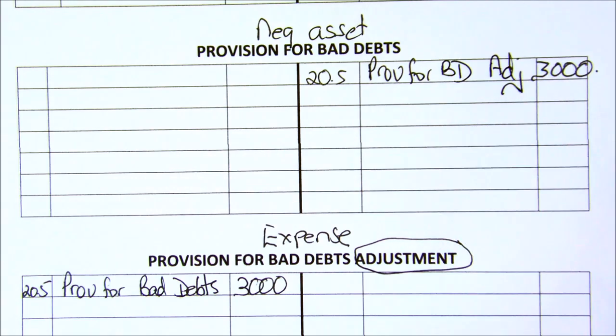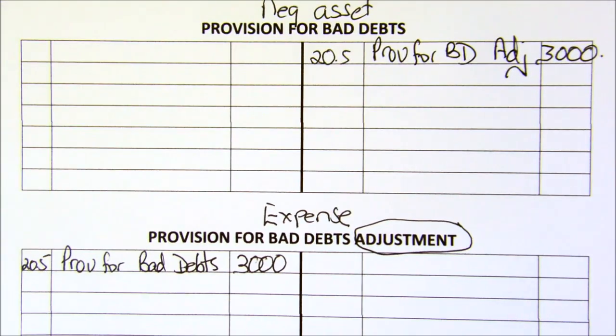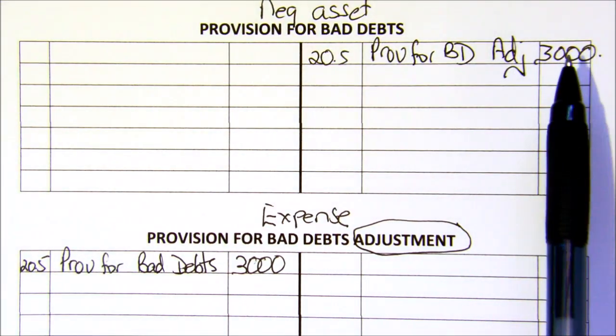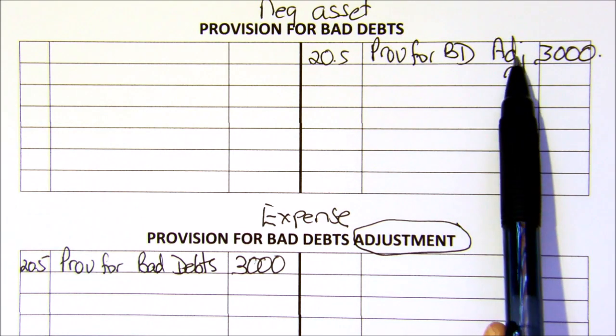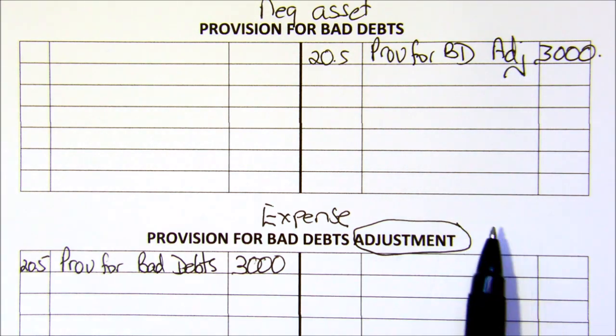Now, I know this is a long name, and I'm busy abbreviating here, but you're not supposed to abbreviate, remember. You have to use the full account. You have to bring in the word adjustment, because that is the name of the account.